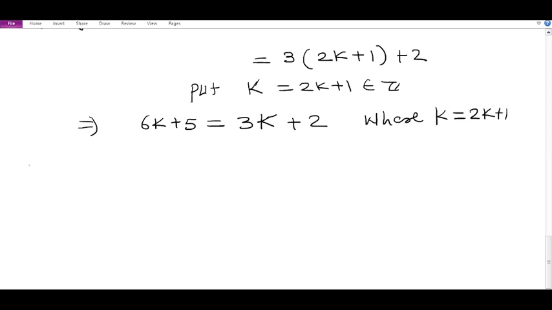Now we want to show that the converse is not true.